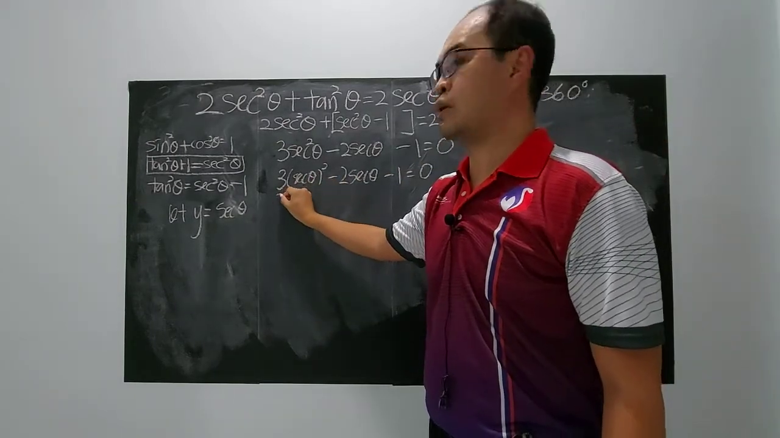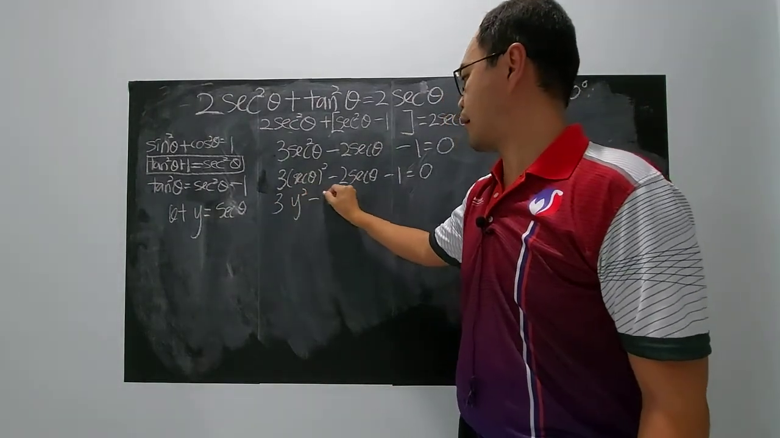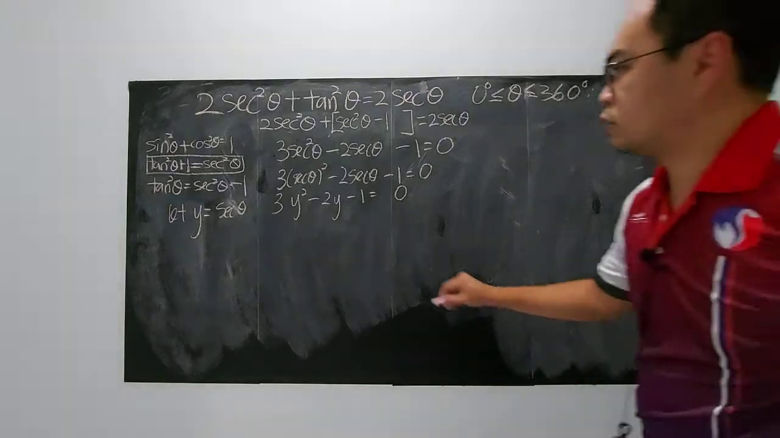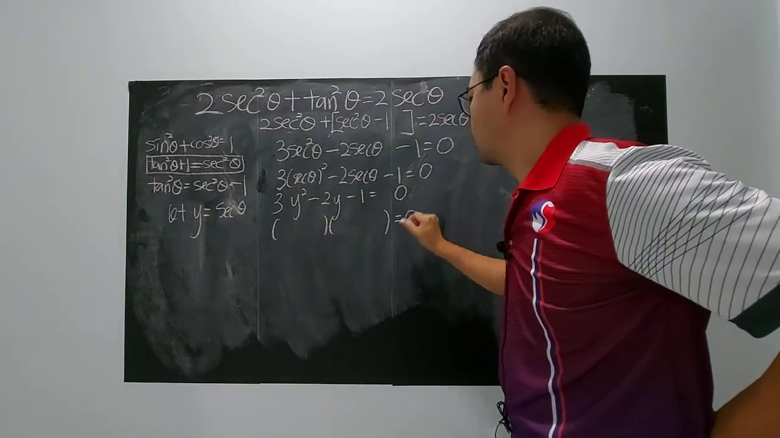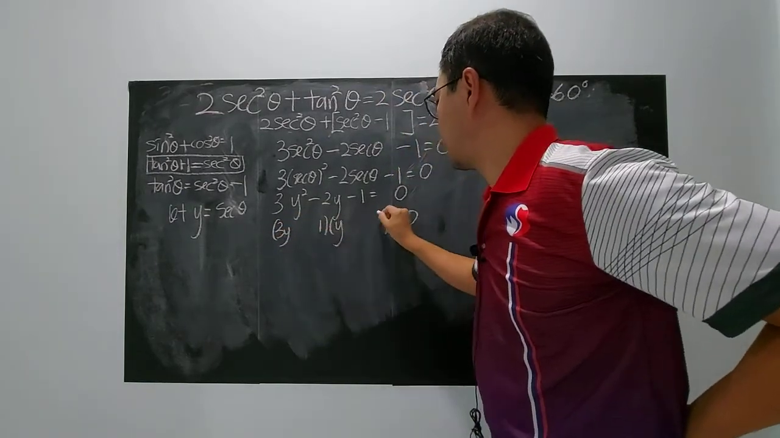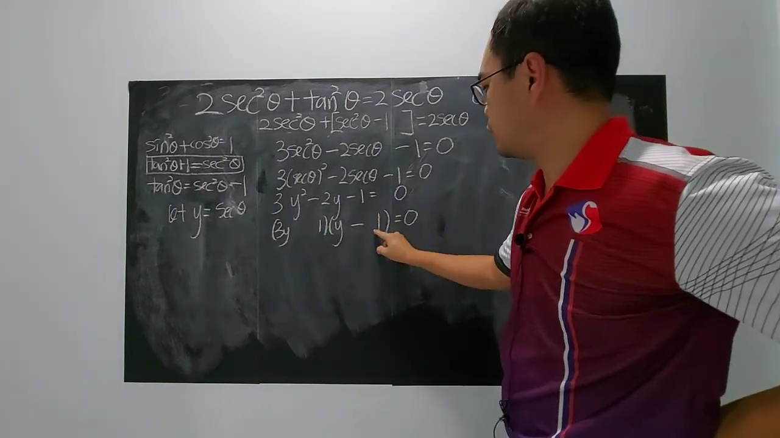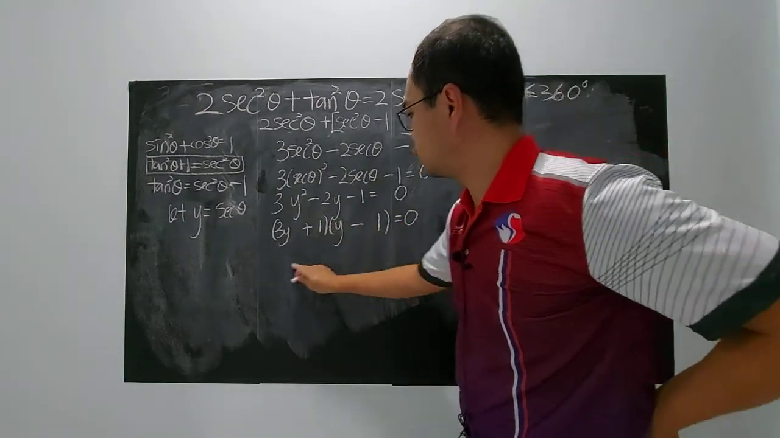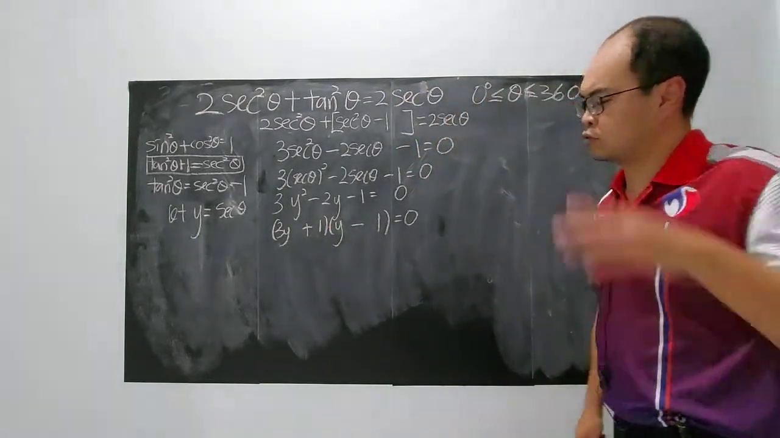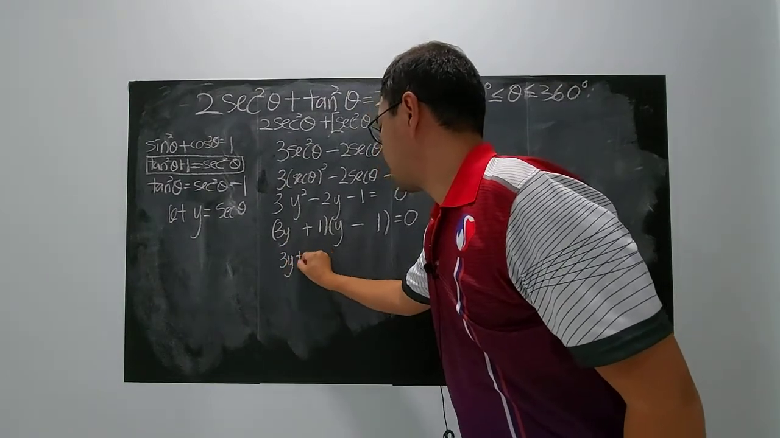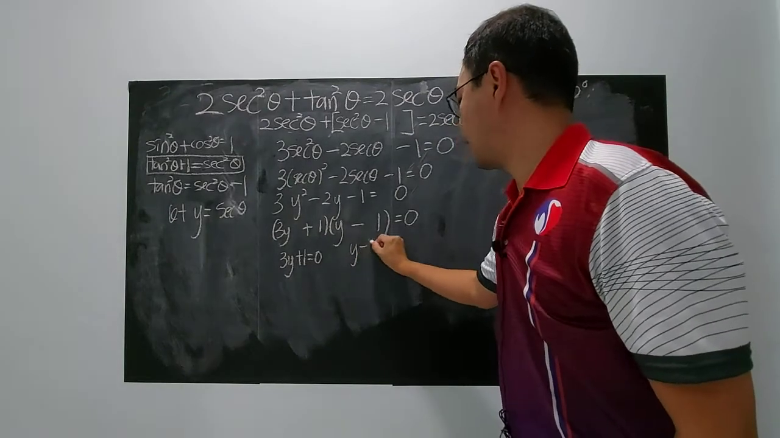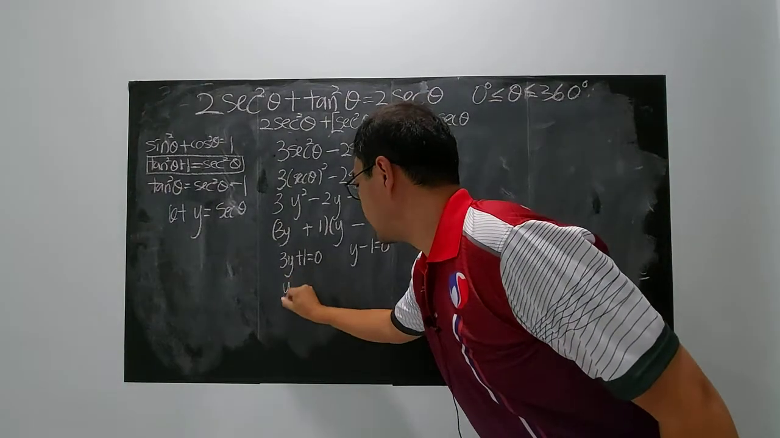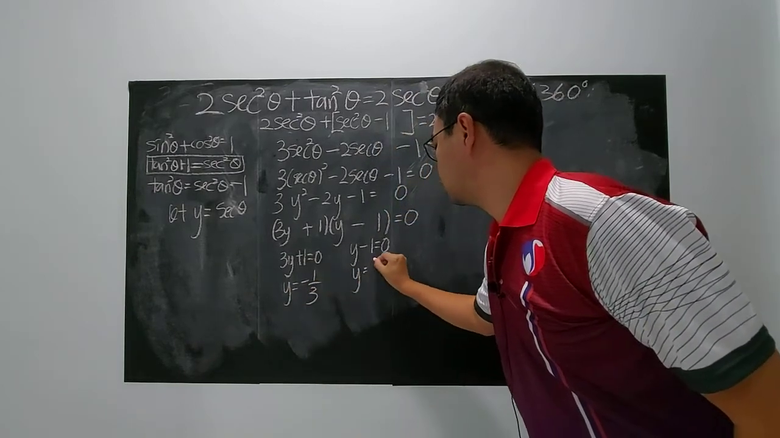I replace the secant theta with y. So 3y square minus 2y minus 1 equals 0. Now this becomes a much easier job. We just need to factorize the quadratic into 3y, y, 1, 1. One will be positive, one will be negative. I put negative 3 and positive 1, giving negative 2. So I get 3y plus 1 equals 0 and y minus 1 equals 0. So y equals negative 1 over 3 or y equals 1.